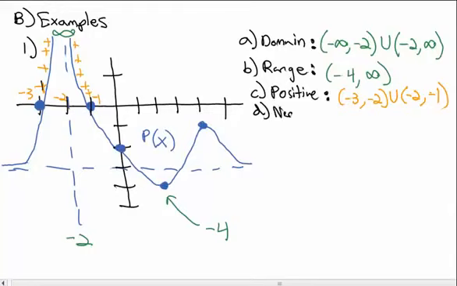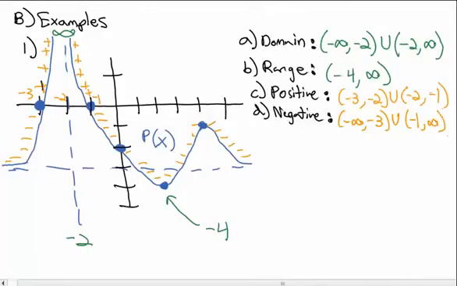So as you might imagine, negative would be everywhere else. It's down below the x-axis and negative on the left. It's negative on the right and never quite crosses the axis again. So from -infinity to -3, union, we drop negative again after -1, and then off to positive infinity.